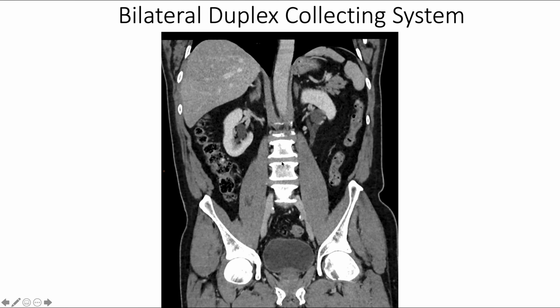Next case would be bilateral duplex collecting system. In this condition, the embryologic ureteric bud bifurcates before interacting with metanephric mesenchyme, which introduces two poles, somewhat two renal pelvises, with a Y-shaped ureter. This patient has it in both the left and right kidney.